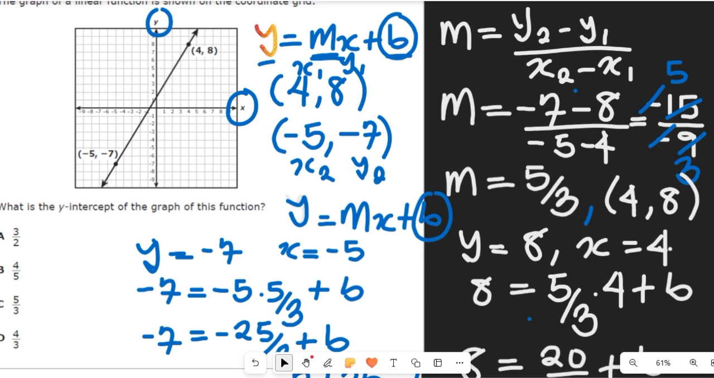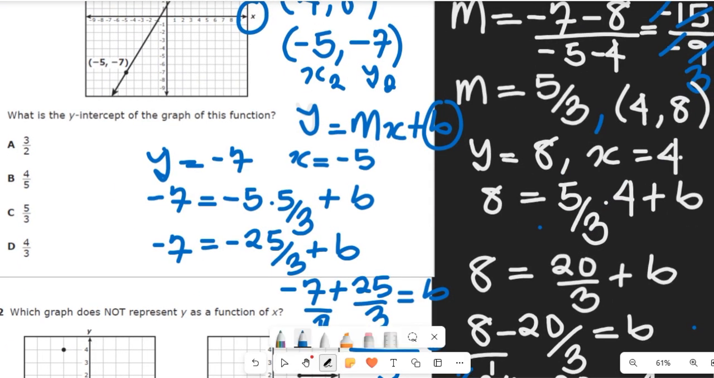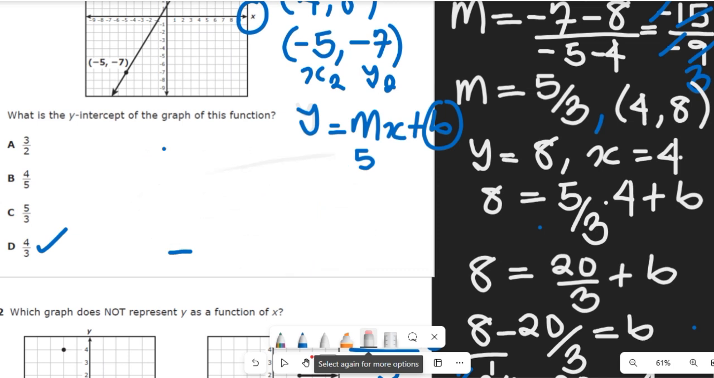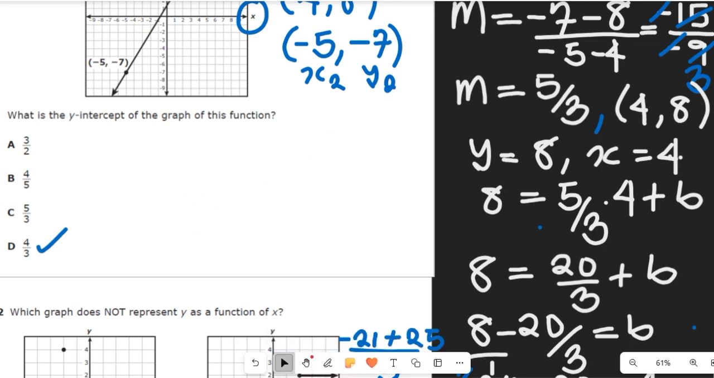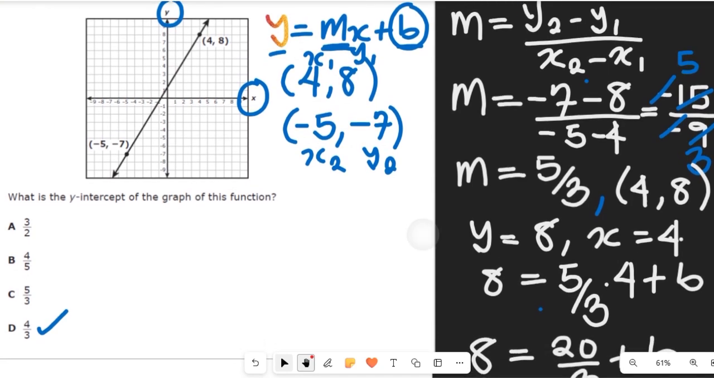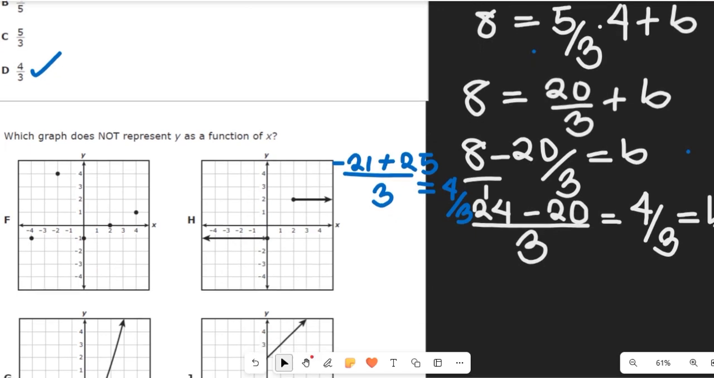So you see, whichever point you use, as long as you use the same slope, 5 divided by 3, you're going to have option D as the answer to that question. So whatever solution you prefer, or whichever method you decide to use, you're going to have that solution, and that is why it is the slope. All you need is just to find the intercept. You need just the slope and one of the coordinate points. That's all. So let's look at the next question.